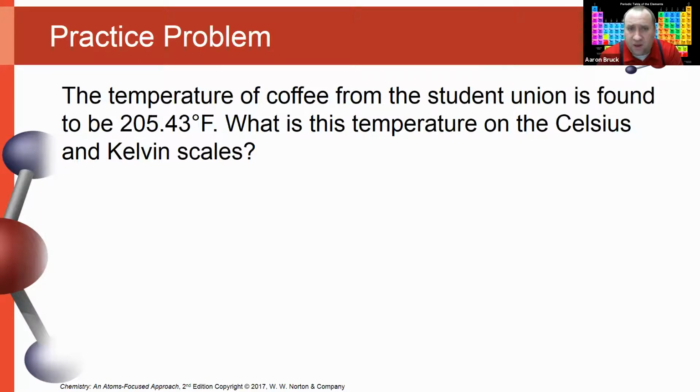So the temperature of coffee from the student union is found to be 205.43 degrees Fahrenheit. First of all, if you're ever served coffee that hot, let it sit for a while. That'll scald the inside of your mouth real good. Second of all, you're asked to find out what the temperature is on the Celsius and the Kelvin scales. So go ahead and hit pause right now. Try to work out that problem on your own, and then come back in a couple of seconds and see how you did.